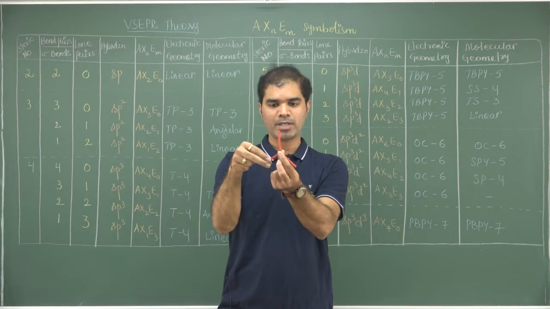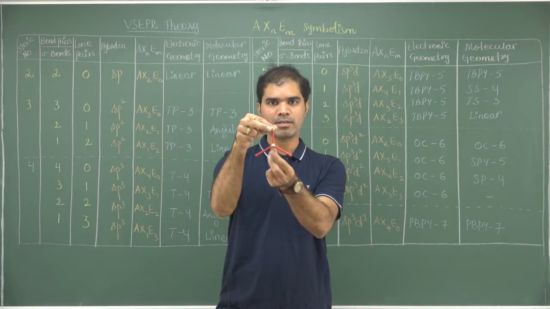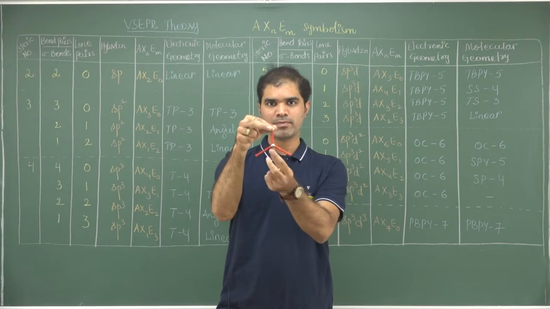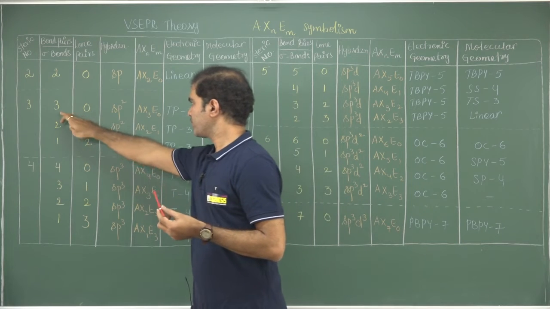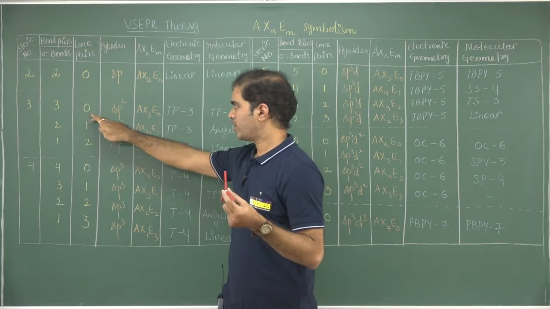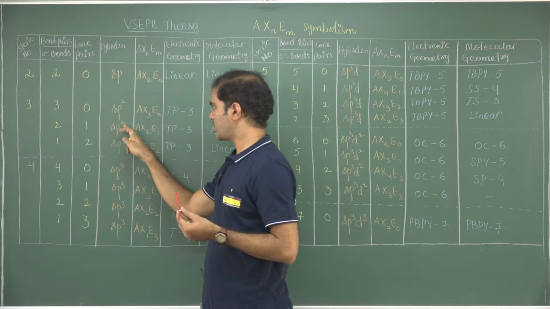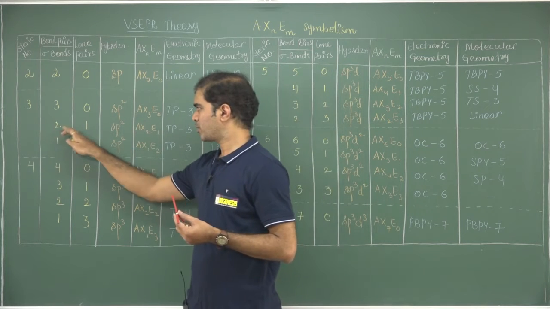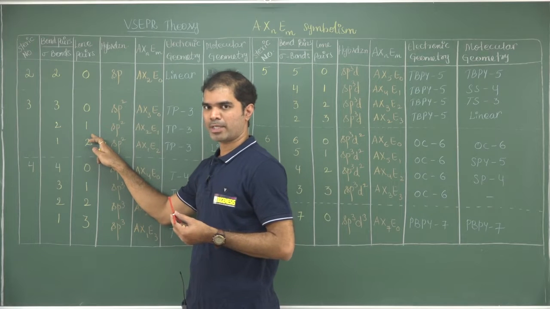So the basic parent geometry is trigonal planar and an equilateral triangle. It is a 3-0 combination, 3 sigma bonds without a lone pair, and whenever the steric number is 3, hybridization will not change. It is sp2, sp2 and sp2. Let there be a different combination of bond pair and non-bonding pair.